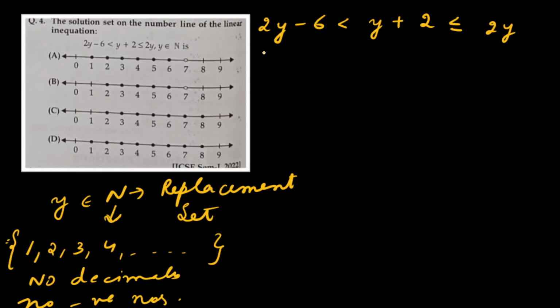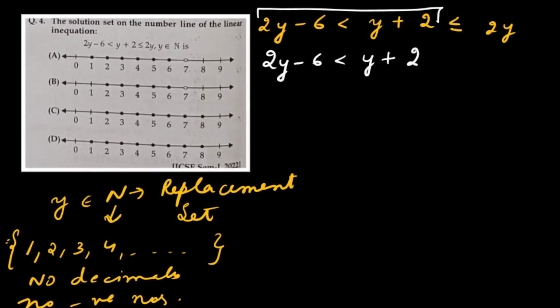Okay, so let's simplify. Here also 2 inequalities are there, so part by part we'll do. First inequality is this one: 2y minus 6 less than y plus 2. This part we will solve. Then this is the second one, and then we'll simplify that one.